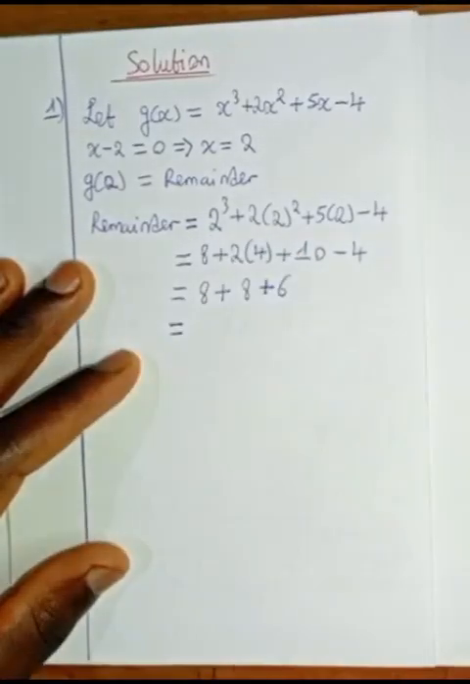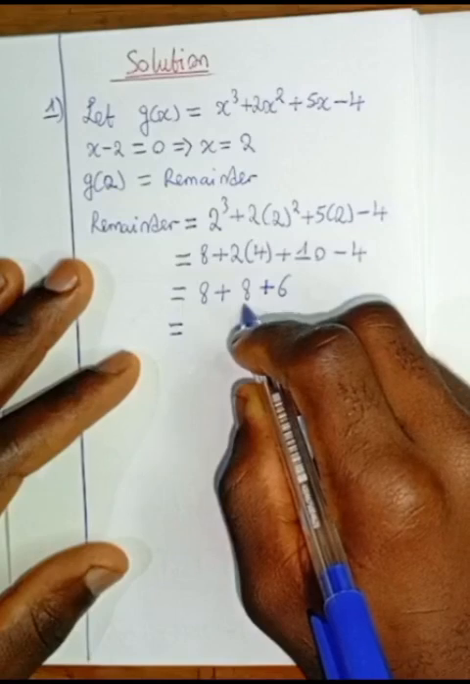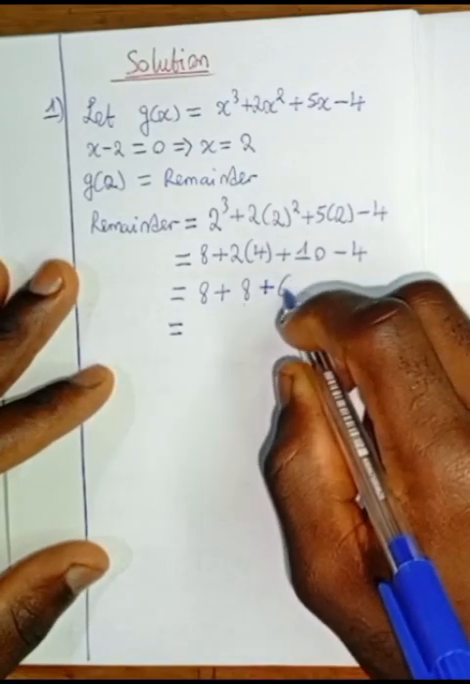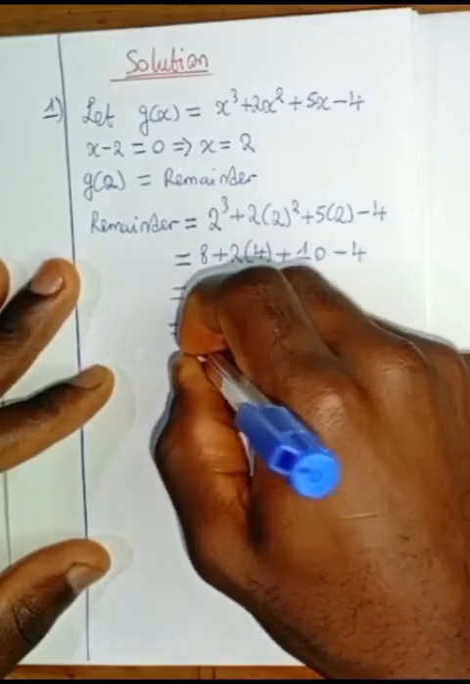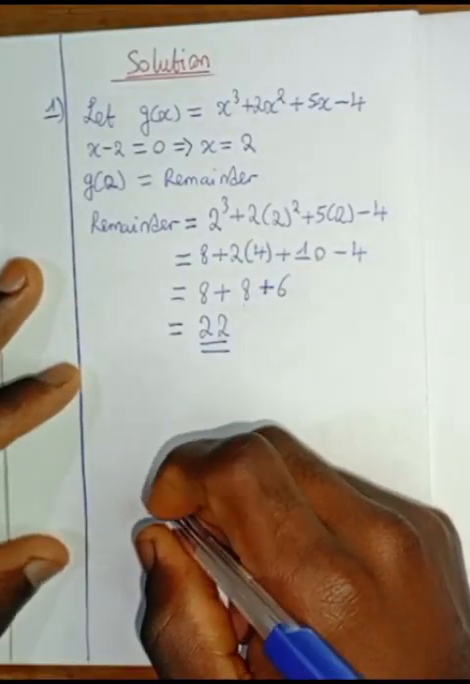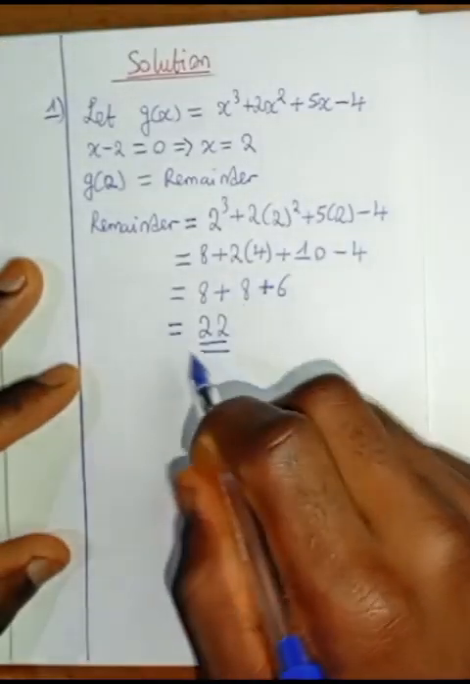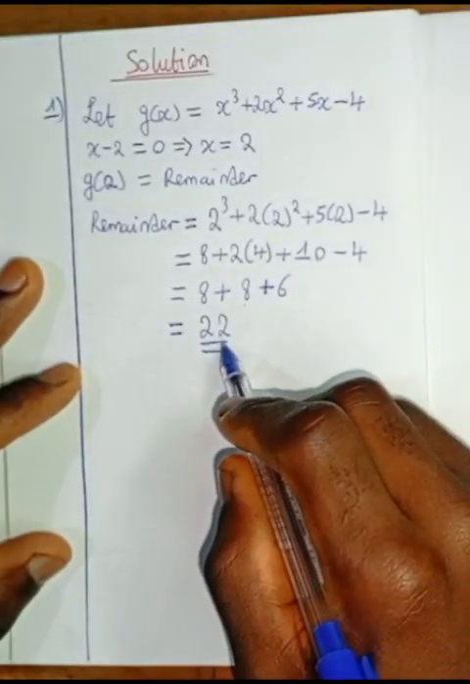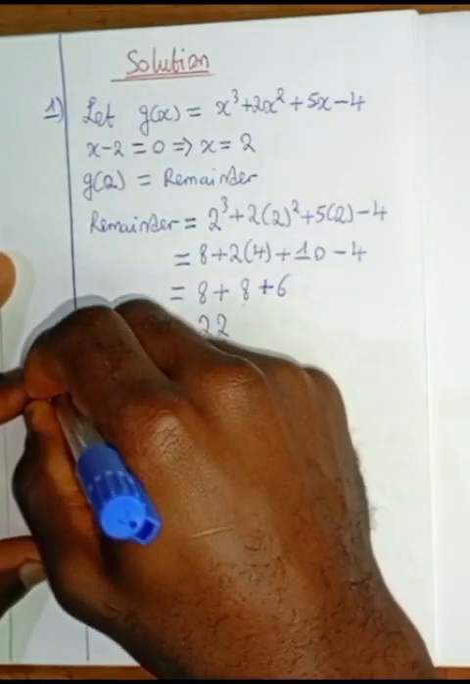This will be equal to 8 plus 8 gives us 16. 16 plus 6 gives us 22. Therefore, the remainder when g of x, x cubed plus 2x squared plus 5x minus 4, is divided by x minus 2 is simply equal to 22. We go to question 2.